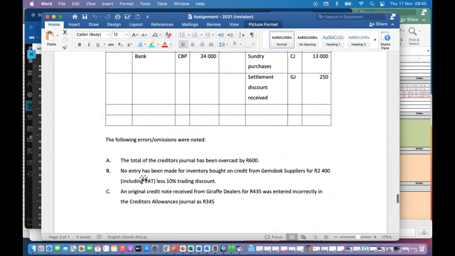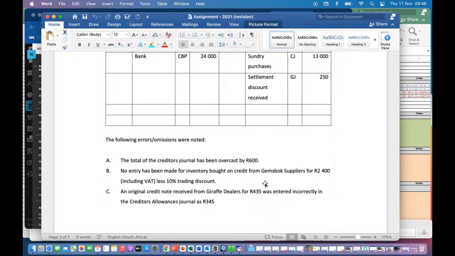Then you go to B. No entry has been made for the inventory bought on credit, for 2,400 including VAT, less 10% trade discount. What needs to happen over there? This is an omission, right? It wasn't actually recorded. So we now need to record this in our books.